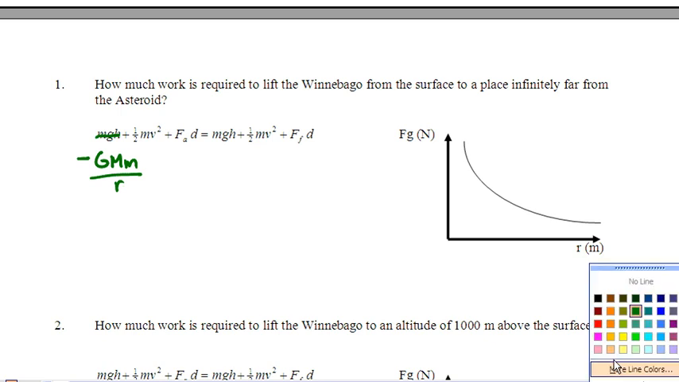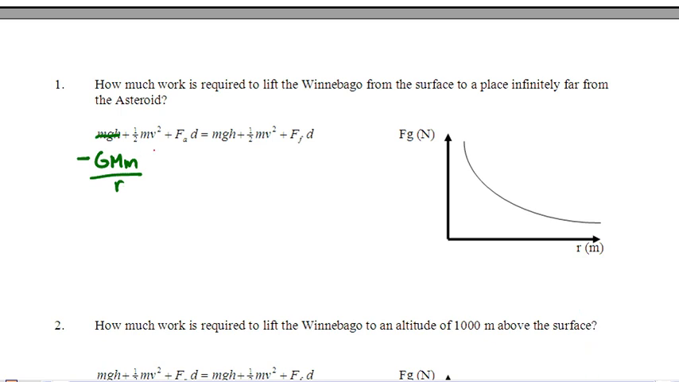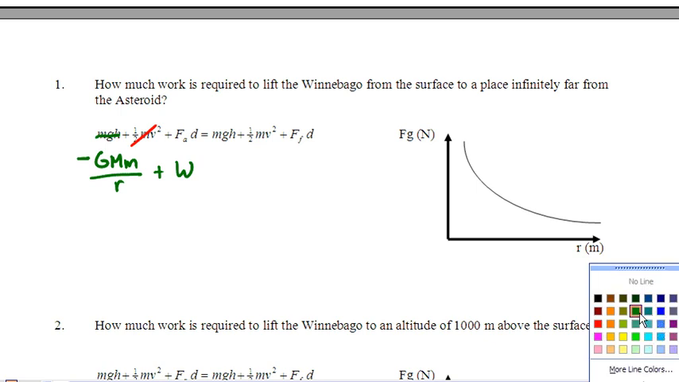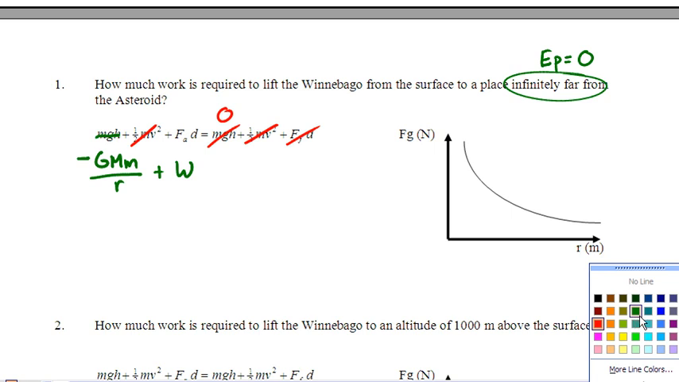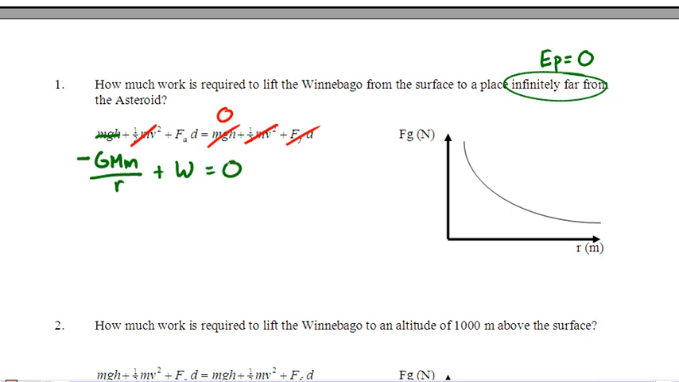At the beginning, I'm going to swap out that mgh, put negative GMm all divided by r. There's no speed at the beginning. Doesn't say we're going to take a running start at it. Doesn't say your Winnebago is going to hit a jump and go shooting up into space. You can throw that away. We are trying to find this answer here, the work. At the end of the story, we're going to be infinitely far away. So when you're infinitely far away, for space questions, that's when your potential energy is 0. So we can take this term for potential energy and scratch it off. We're out in space. We're not going to have any speed left, and there's no rubbing on any surface on the way out. So this whole side just equals 0.